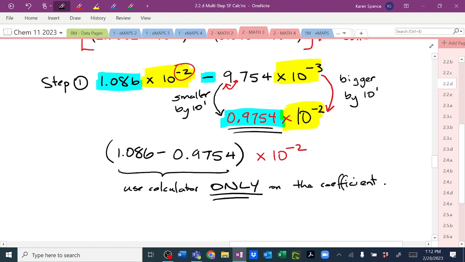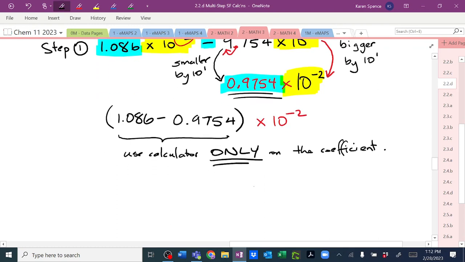Don't use it for the power of 10. Leave the power of 10, just have it hanging out here ready to go, 10 to the negative 2. So we take 1.086, 1.086, and we subtract 0.9754, and we get 0.1106 times 10 to the minus 2.